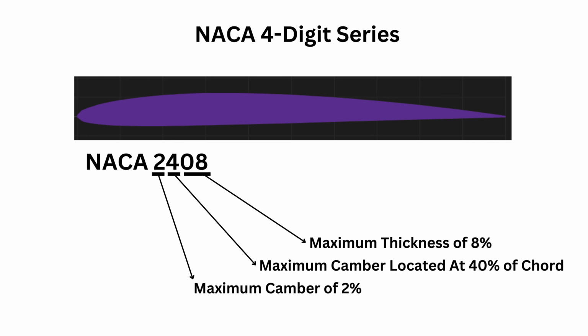The first number represents the maximum camber of the airfoil as a percentage of the chord. The second represents where the maximum camber occurs along the chord. And the last two give the thickness of the airfoil as a percentage of the chord. For example, NACA 2408 has a 2% camber at 40% of the chord and an 8% maximum thickness.